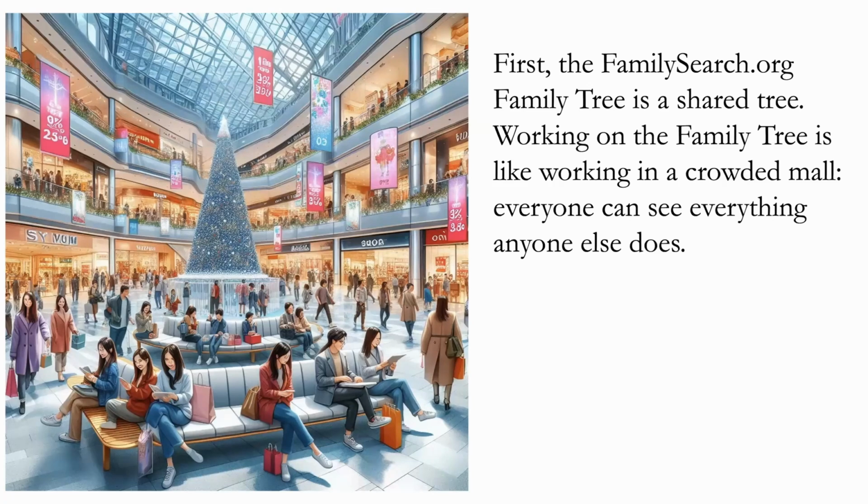And the first thing we need to remember is that the FamilySearch.org family tree is a shared tree. Now, what does that mean? It means that everybody on the tree can see everybody else. It's just, as I say here, like working in a crowded mall. You can see everything everybody else does. Obviously, there is a private part of the family tree, and that's living people. But dead people don't have privacy rights, and so basically everything we have in the family tree is open to everybody.